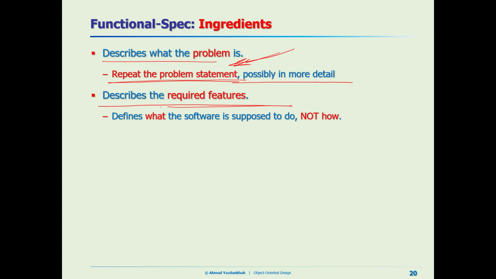And please note that in the functional spec, we just say what the software is supposed to do, not how. So we are not giving a solution. We are just describing that this software is going to do this, do this, do this, but not how, right? All right.